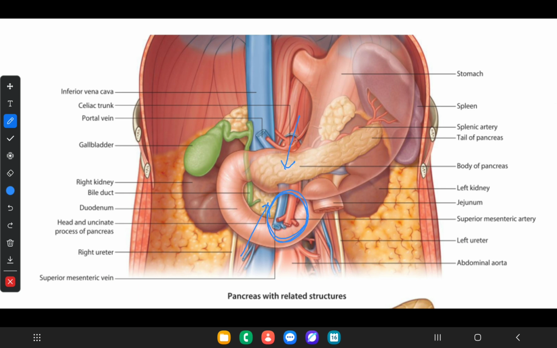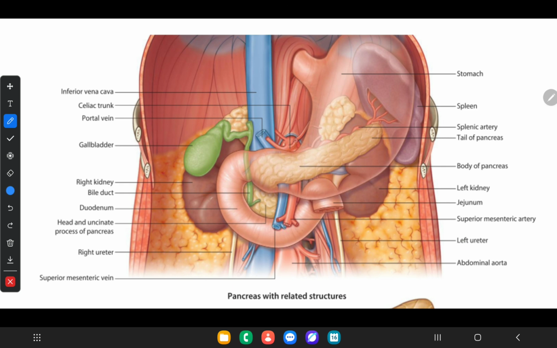So anteriorly, the head is related from above downwards to the first part of the duodenum, and then the transverse colon is there, and the coils of the jejunum. But here the transverse colon and the small intestine have been removed, so you cannot see them in this diagram. So remember, anteriorly the head is related from above downwards to the first part of the duodenum, transverse colon and the coils of jejunum.